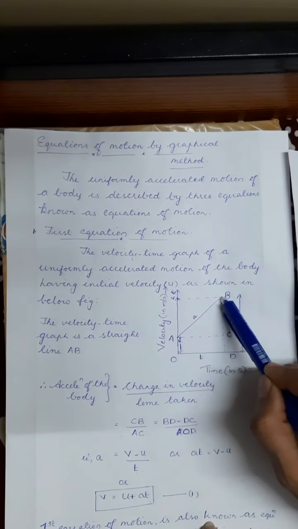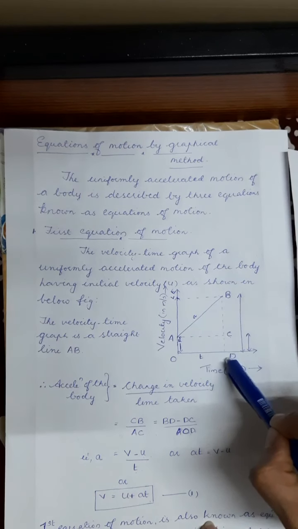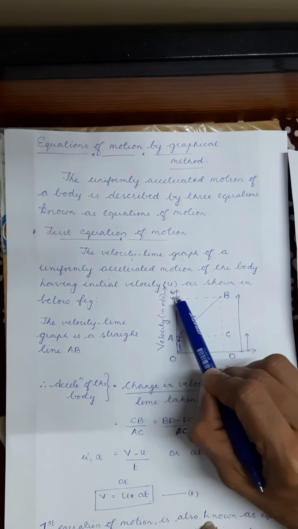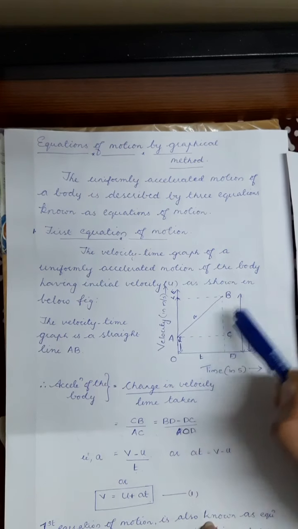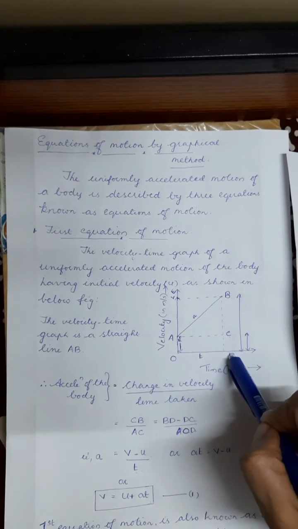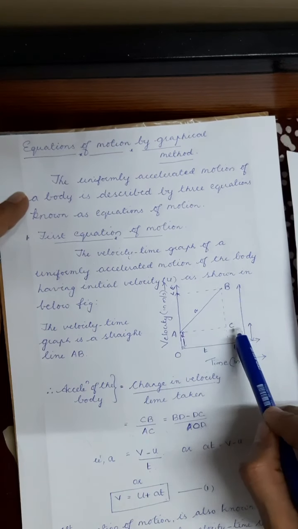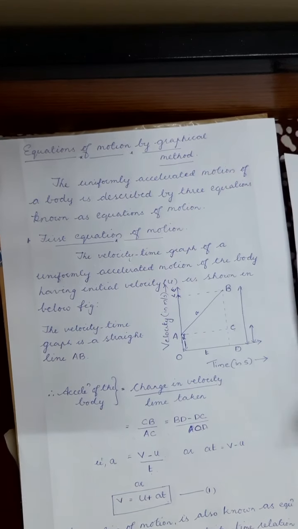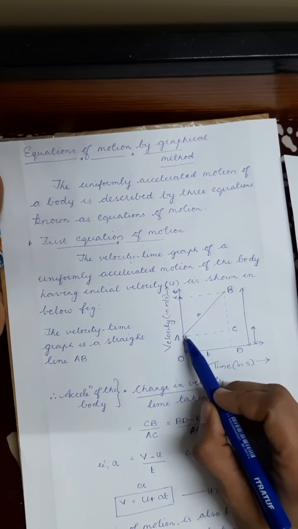Here I have given the straight line the name AB. From B I have drawn a perpendicular to the time axis and a perpendicular to the velocity axis. Then from A I have drawn one perpendicular to this BD also. Now I have named the points O, A, B, C, D. Clear? Here the object is already moving with some initial velocity. That means u is not equal to 0.